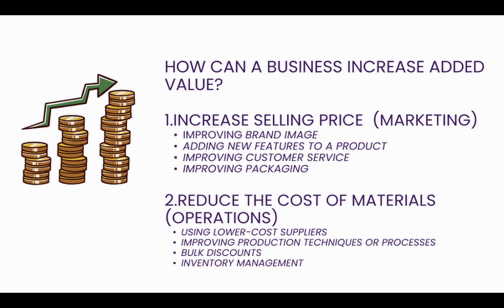How can a business increase added value? By increasing the selling price. This could be done through marketing and branding, adding new features to a product, improving customer service, improving packaging. Another method is linked in with operations or manufacturing: reduce the cost of materials. The business could do this by using lower cost suppliers, improving production techniques or processes, negotiating bulk discounts with suppliers, or using inventory management like just in time.